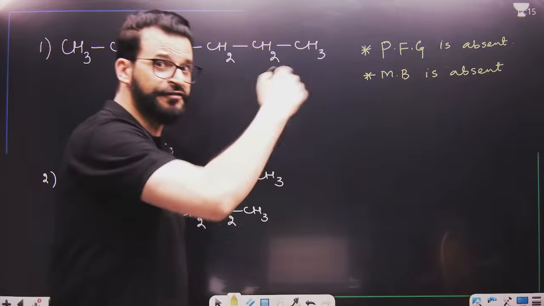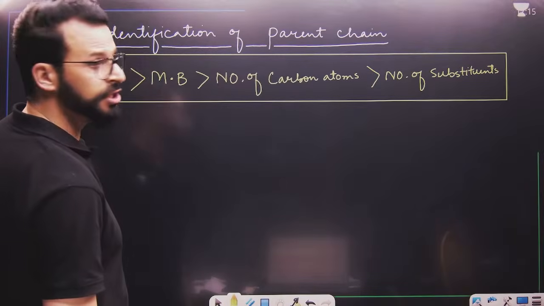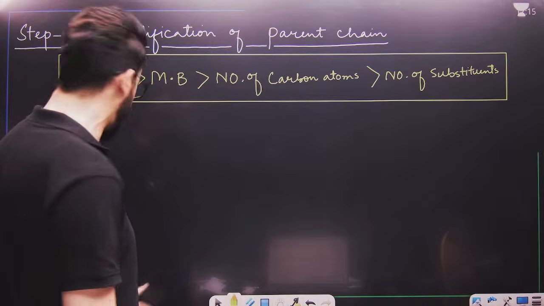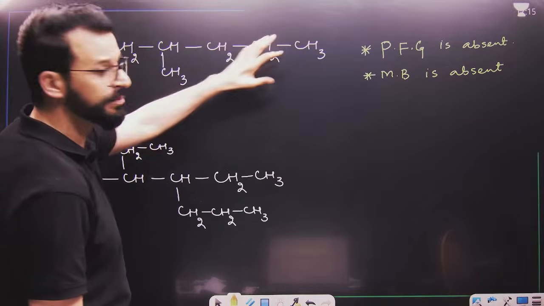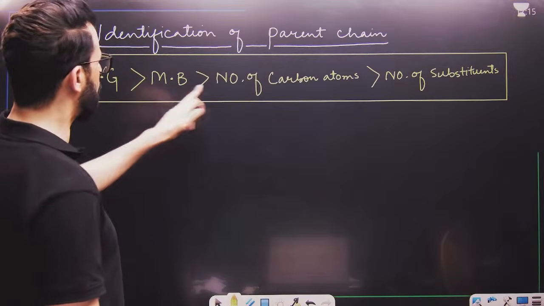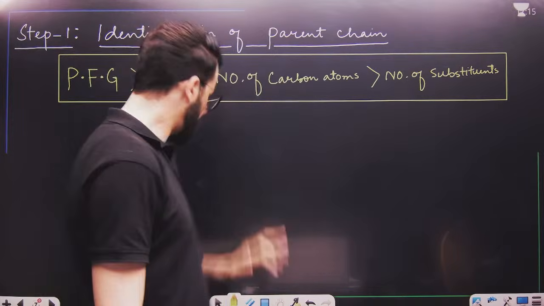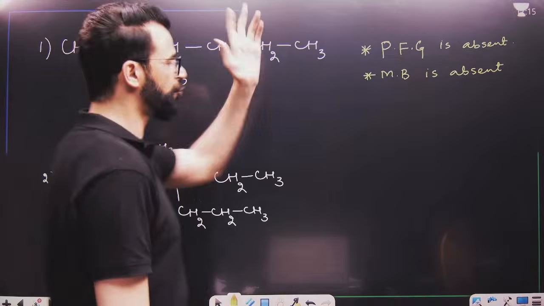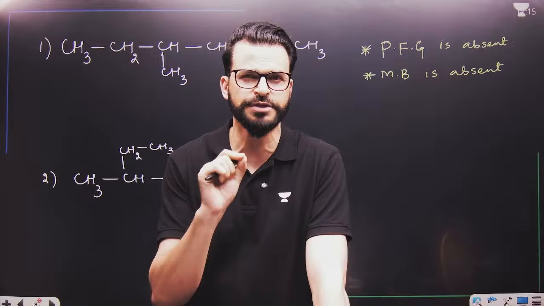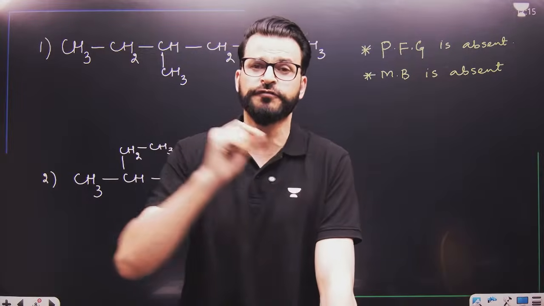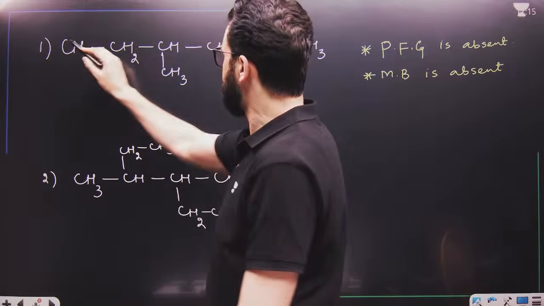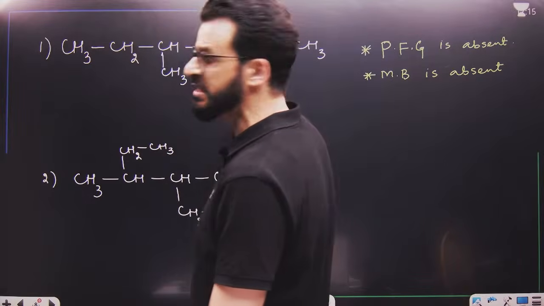We have to go preference wise. First principal functional group, then multiple bond, but these will not help in identification of the parent chain of this compound. So after that, the third one is the number of carbon atoms. You have to check the number of carbon atoms. How to check? You have to count the number of carbon atoms from one end to another end, or from one terminal to another terminal. Let me tell you first, which carbon is the end?